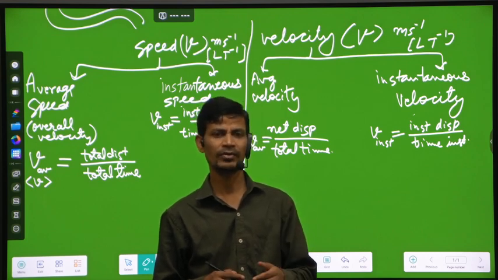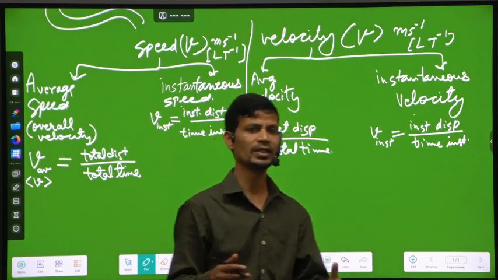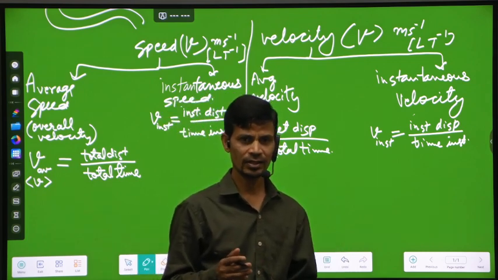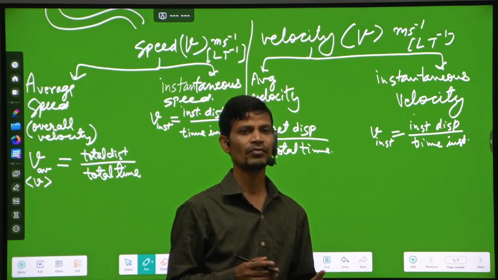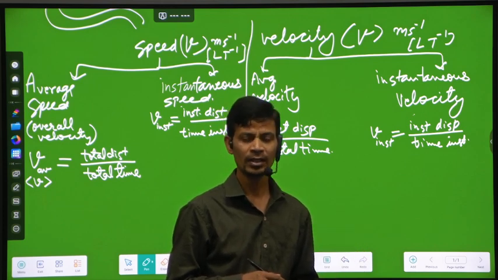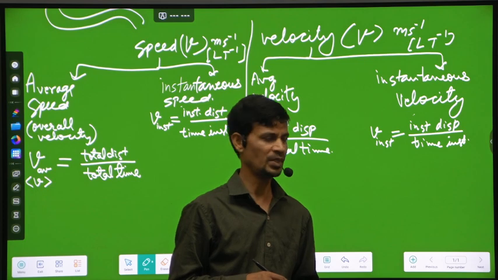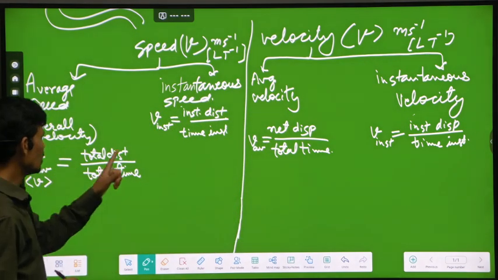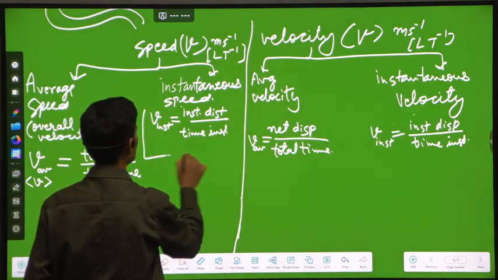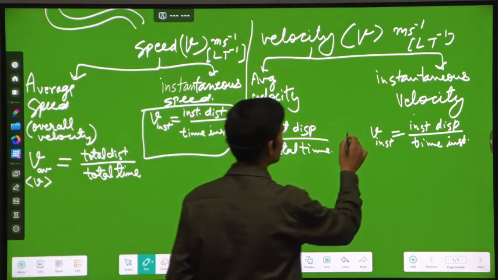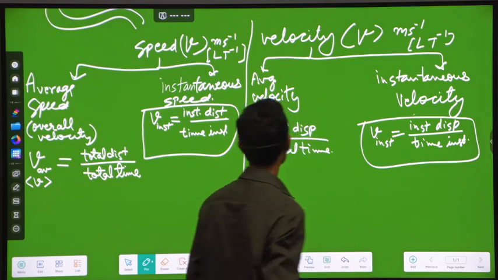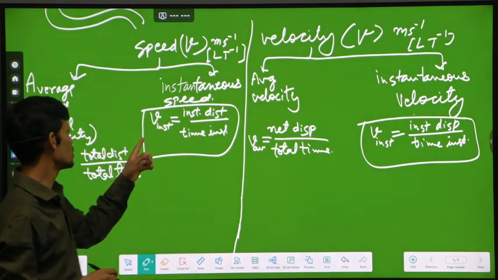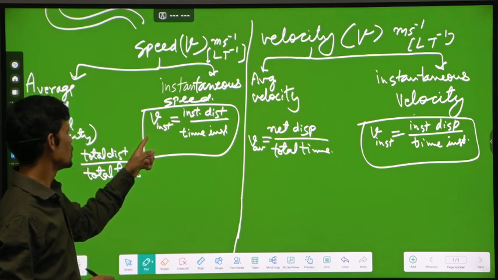Just recall their definitions once again. I am not explaining it right now. Just rewind this video and see how I have defined distance and displacement. Okay, so I will now discuss a little more about instantaneous distance and instantaneous speed.